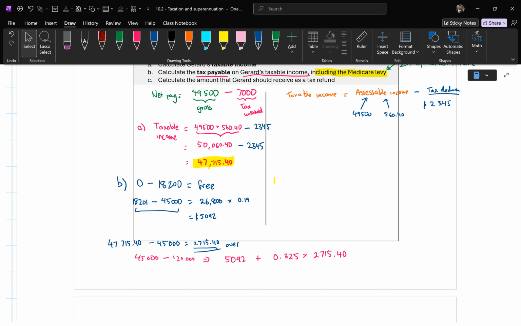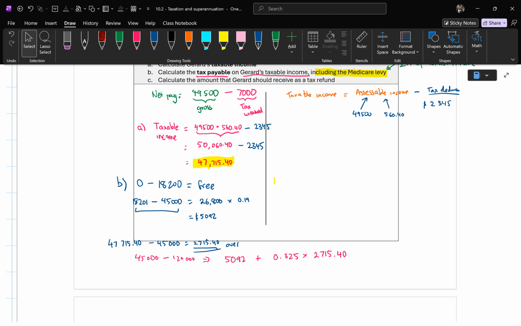Times by 19 cents. That's how much I pay in tax. Third bracket, 45,000 to 120,000. I don't earn 120,000. This person earned only 47. So from 47 to 45, what's the difference? It was 2,715. So I subtracted them to see the difference. So that's how much I have extra over the 45,000.